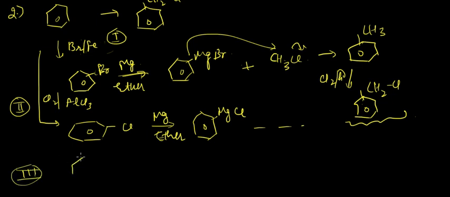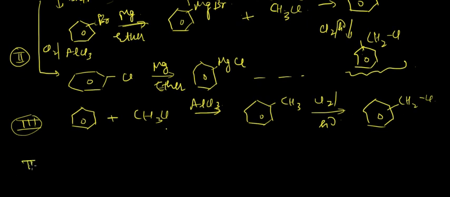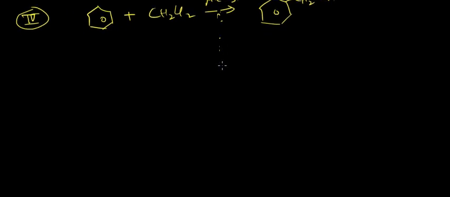Third, how can you prepare it in the third way? We can have a benzene ring, and we can have CH3Cl directly, and we can use AlCl3, for direct Friedel-Crafts alkylation, we can have CH3 here. Now once this is there, we can use Cl2 in presence of h nu. We can directly make CH2Cl. Do you know another method? Yes, you can prepare the same product by using CH2Cl2 in presence of AlCl3, and we can get CH2Cl again.